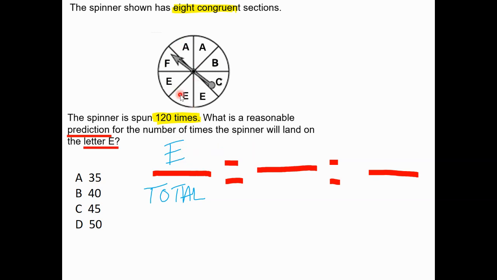Okay. So first we're going to start with the probability of landing on an E. We're going to look at the picture and see how many E's are there. 1, 2, 3. So that's the top number. Out of how many total sections? There are 8. So that's the simple probability. Now we're going to use this to make a prediction.